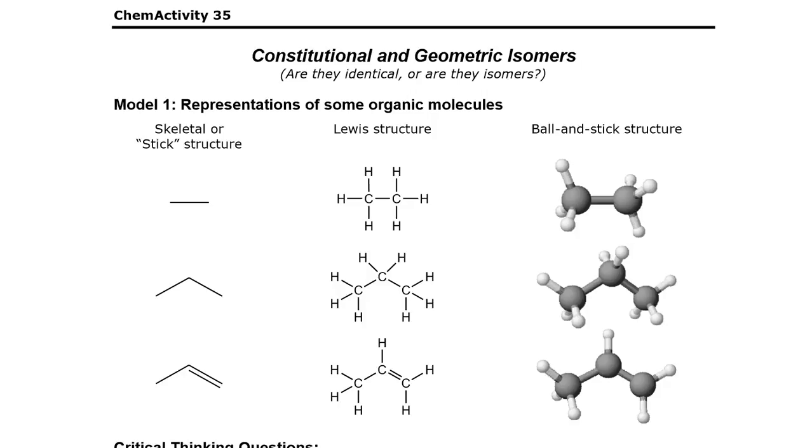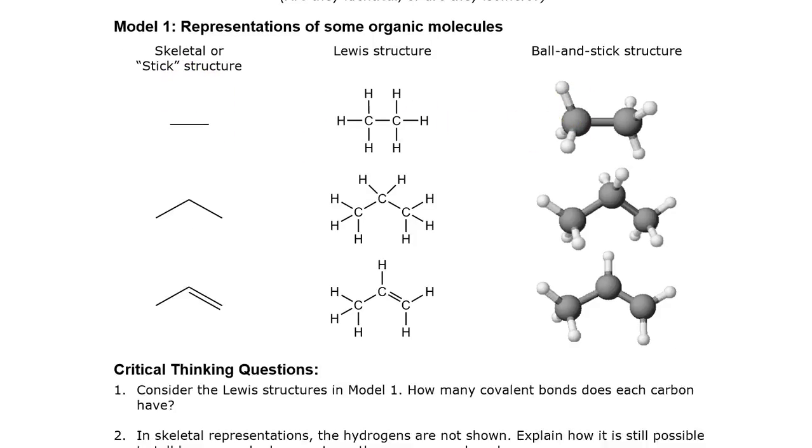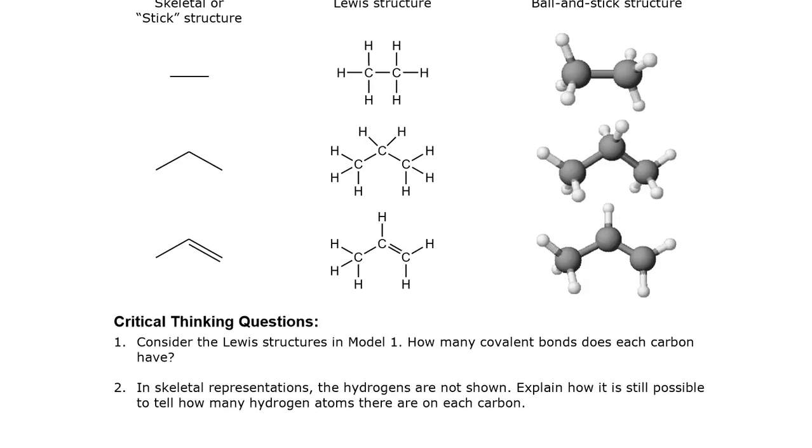So Model 1 shows some things that we've seen before, and a little bit of an extension: some Lewis structures, some stick structures, some ball and stick structures of some molecules. If you would pause the video now and answer critical thinking question number 1. Pause now.